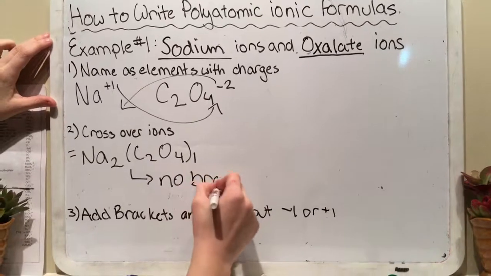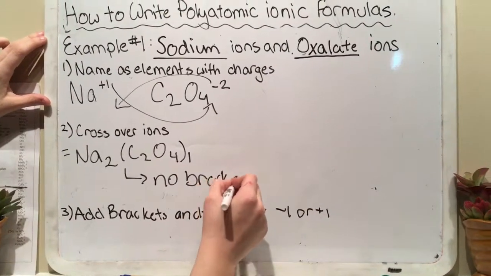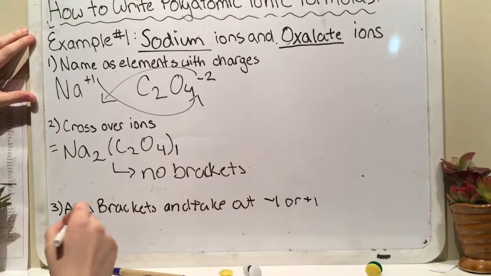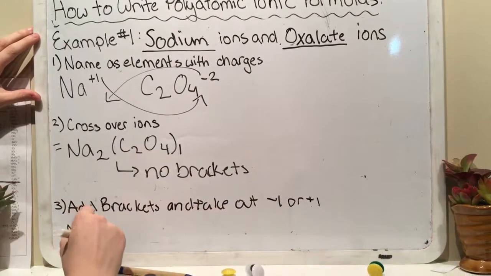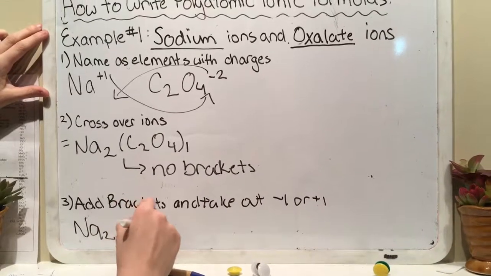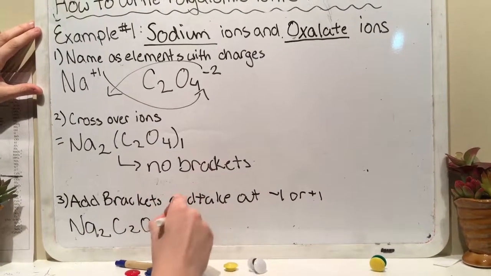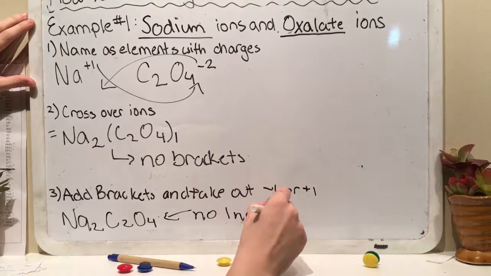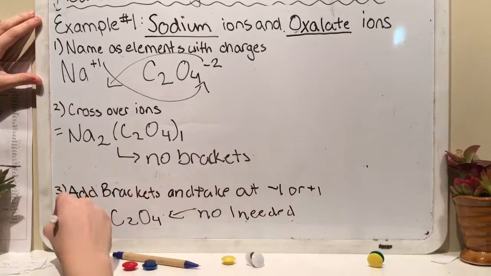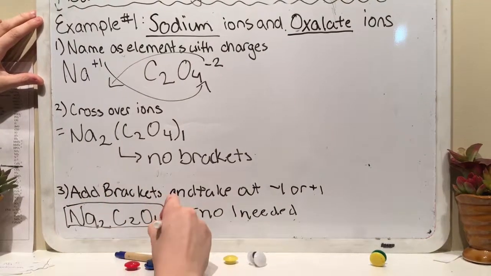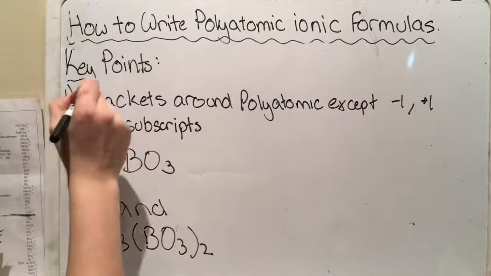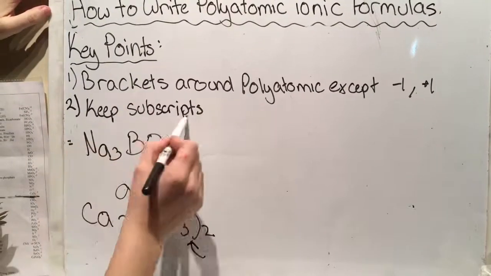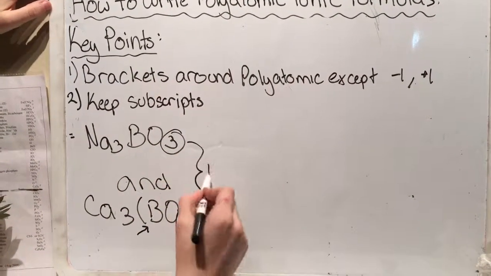Again, no brackets are needed if it's a positive or minus 1 on the polyatomic. Final step is to add brackets and take out minus 1s or positive 1s. So our final written polyatomic ionic formula is Na2C2O4. For key points, our brackets always go around polyatomics except for minus 1 and positive 1, and to always keep subscripts even if they are attached to the polyatomic.